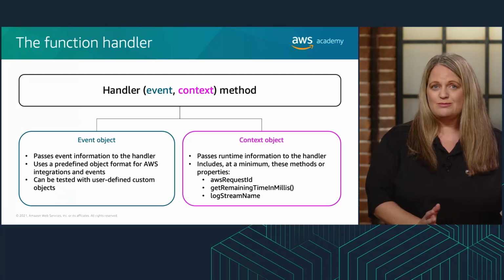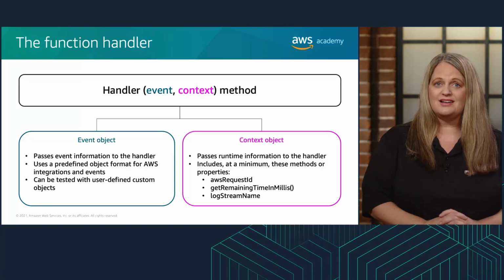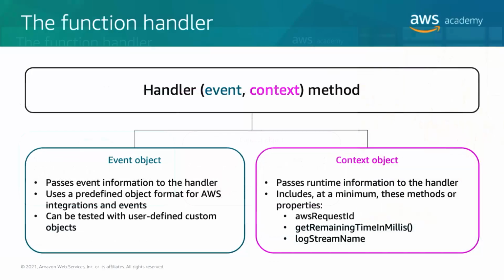The context object is where AWS generates a context object and provides runtime information. The context object enables your function code to interact with the Lambda runtime environment. The contents and structure of the context object vary based on the language runtime that your Lambda function uses. At a minimum, the context object will contain three methods or properties.